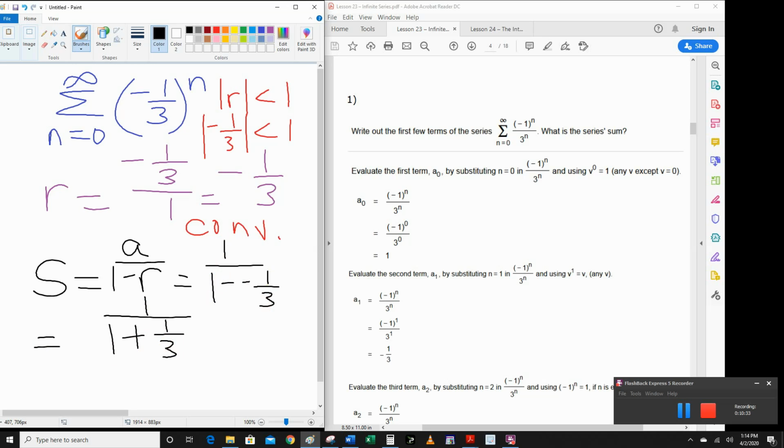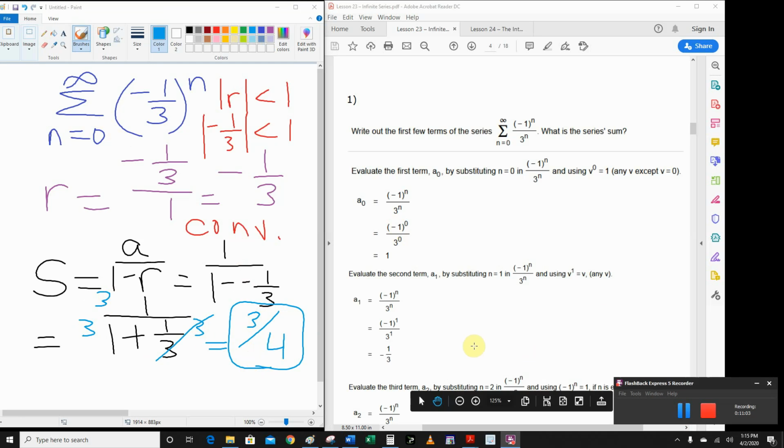Now, an easy way to simplify a complex fraction is to multiply the entire fraction by your least common denominator, which in this case is 3. Now right here the 3s cancel out and you're left with 1 over 3 plus 1. So the sum of our series is 3/4.